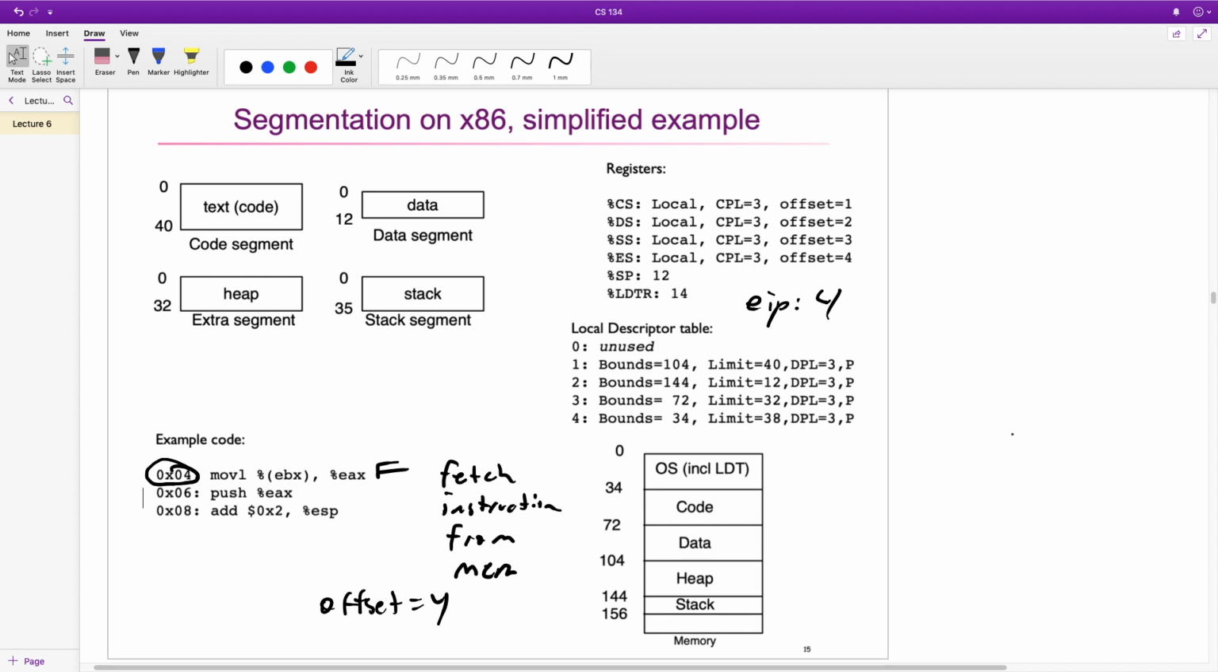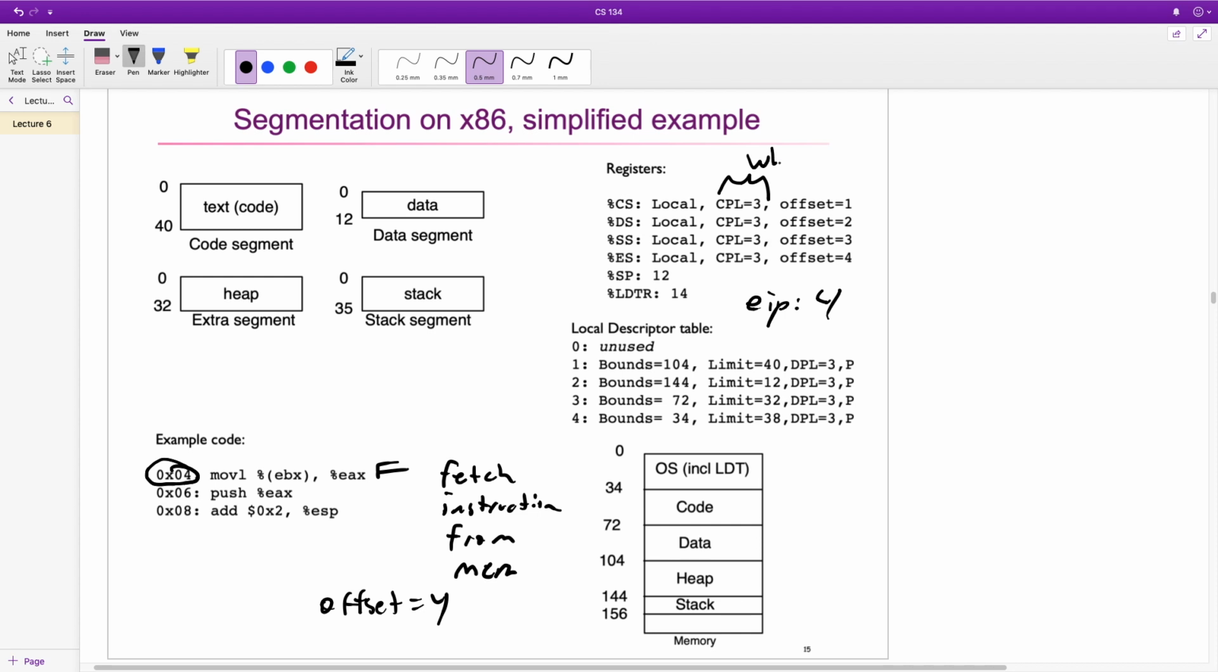Oh, I have a question. What does CPL mean? It's the current protection level. Why do we have it in here? Does it belong here? Does that information belong in the segment register? I am trying to remember this one. And why is that here? I'll have to get back to you.